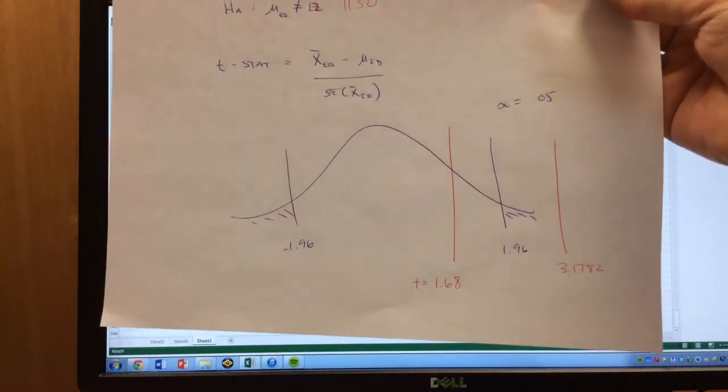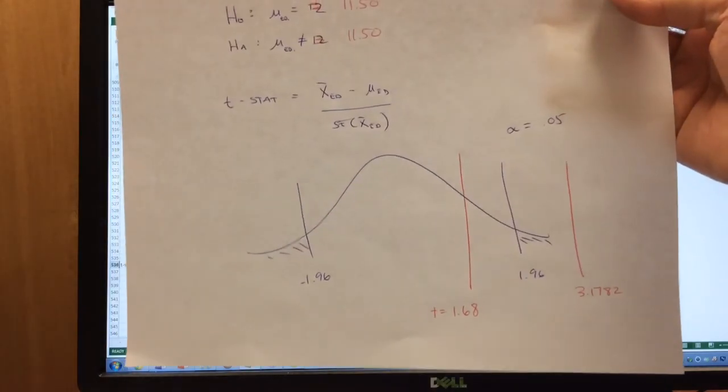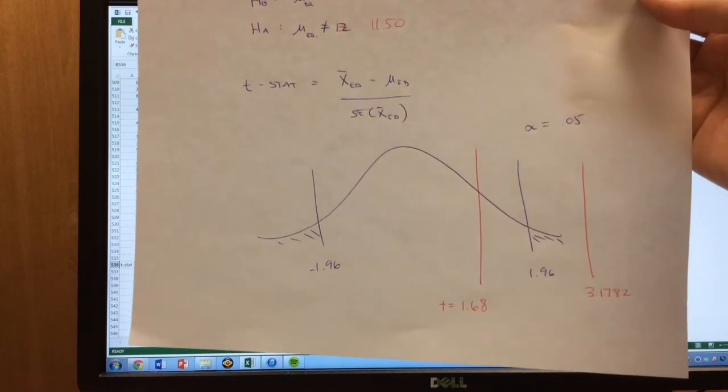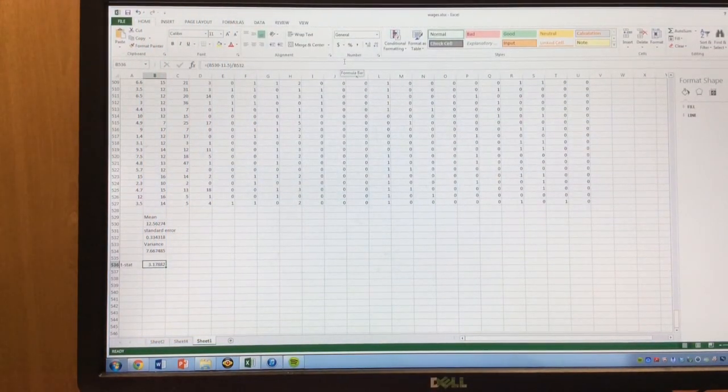Meaning that my new t-stat is way to the right and is within that rejection region, to the right of 1.96. Therefore, I reject the null and say that the sample mean is significantly different than the population mean. And that's how we do a t-test within Excel.